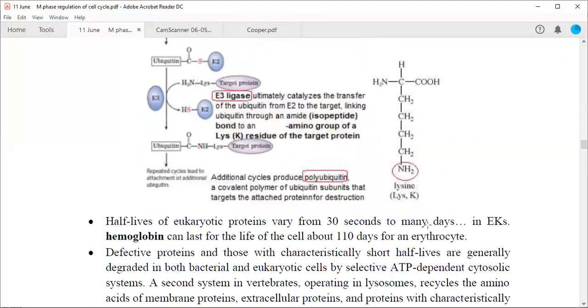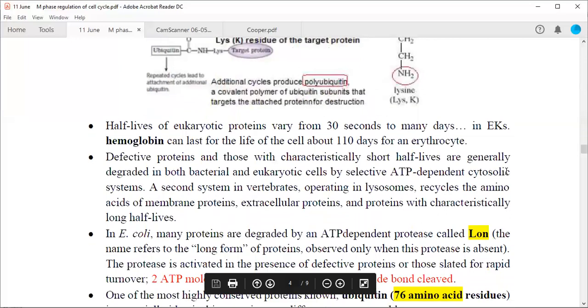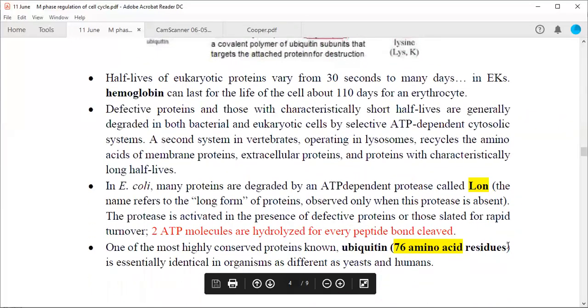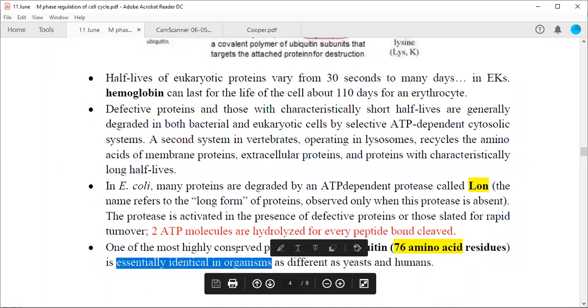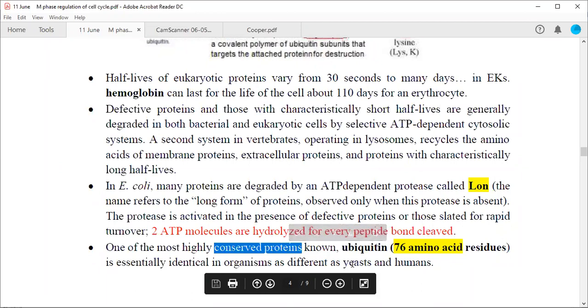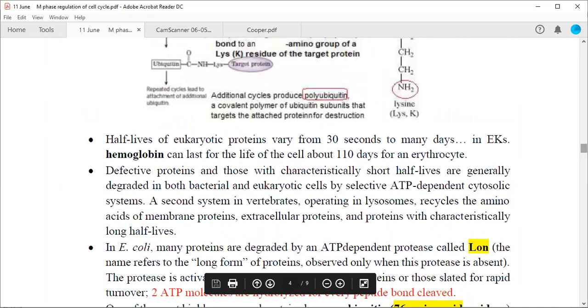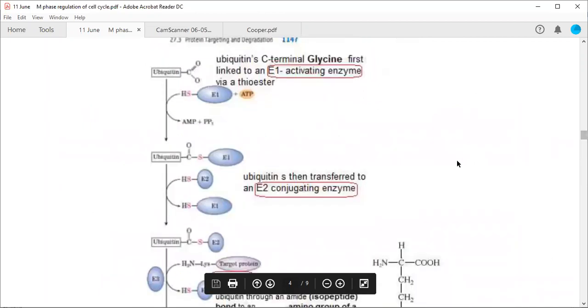Ubiquitin is a protein made up of 76 amino acid residues. It is the most highly conserved protein known to date. It is identical in all organisms because it is a conserved protein, and it is similar from yeast to humans, meaning in all animals it is almost similar.